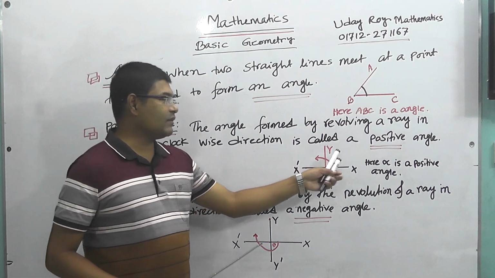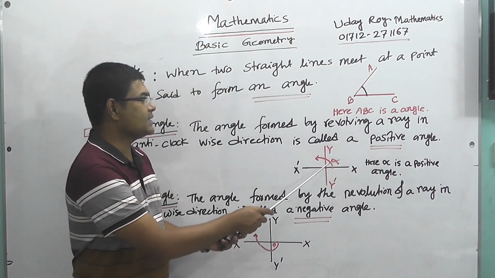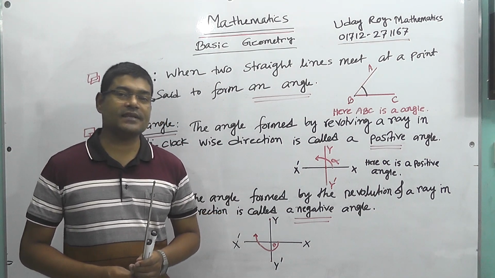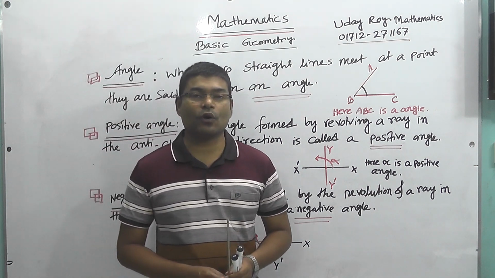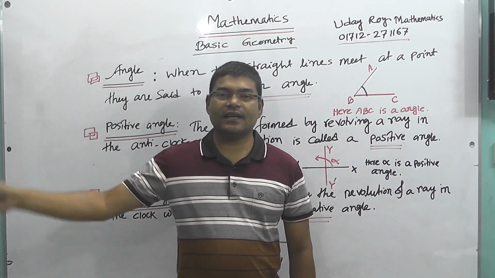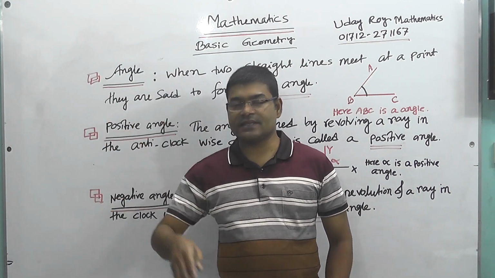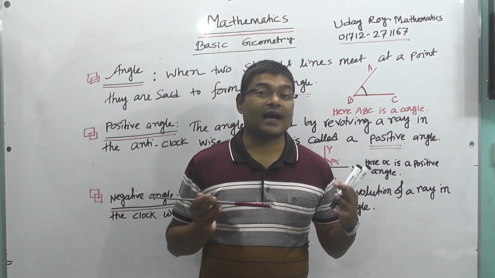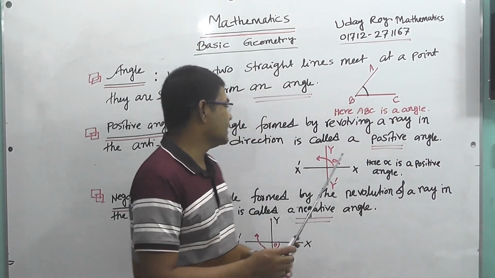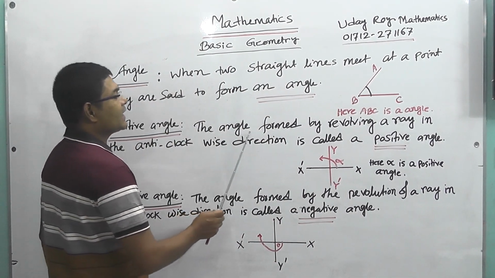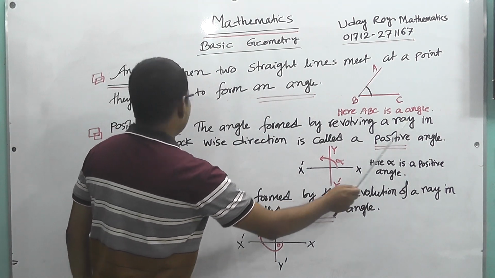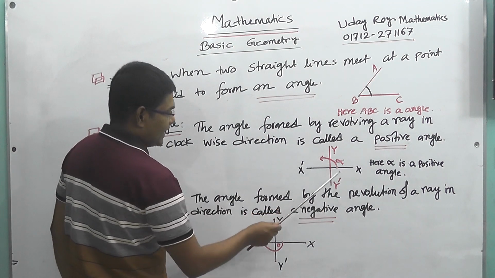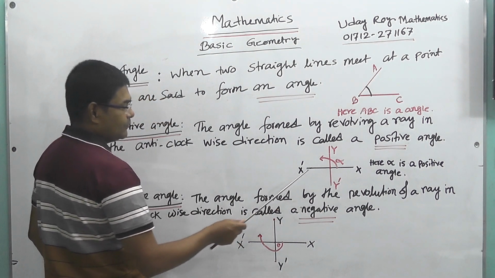So here alpha is the positive angle. I think you have got it. Clockwise and anti-clockwise. Anti-clockwise angle is a positive angle. You can see here the angle formed by a revolving ray in an anti-clockwise direction is called a positive angle.